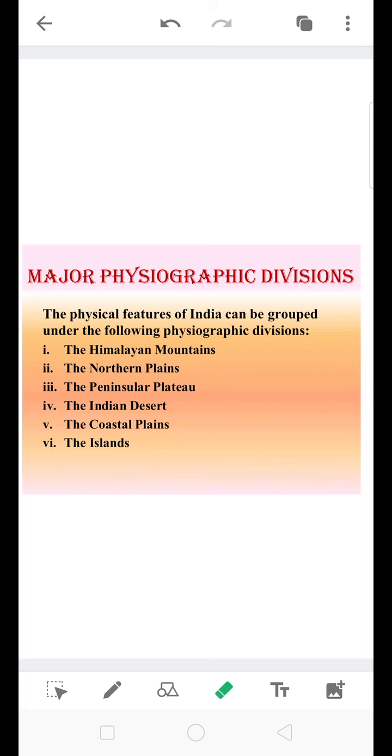Welcome dear all. In the last class we have already studied about major physiographic divisions. Now this time we will be studying about the mountains in detail. In the last class we covered the first topic, that was the Himalayan mountains, wherein we have studied about the Himalayas.